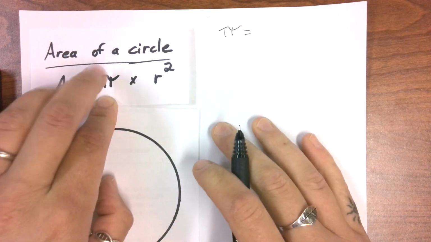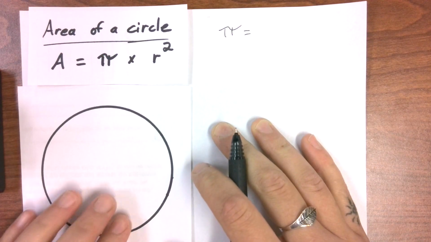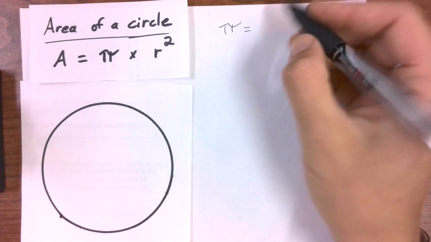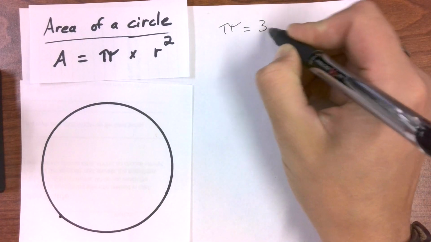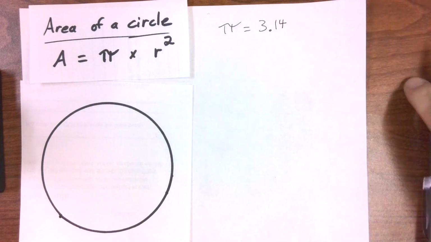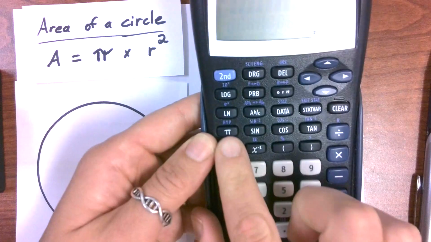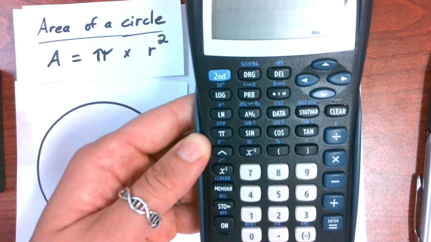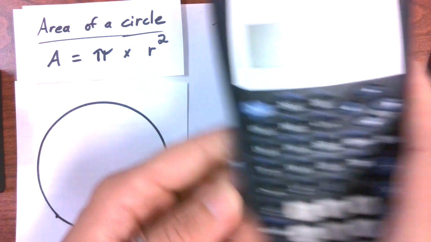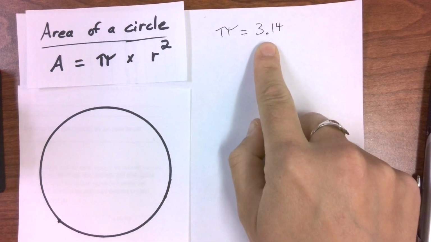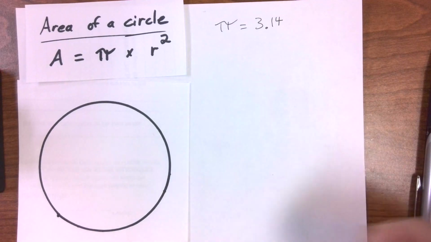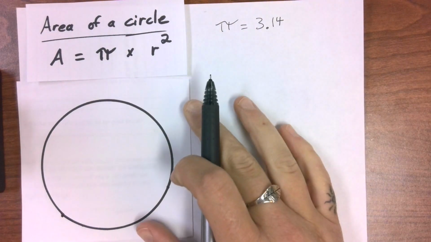Pi is a big, long number. For my class, though, and for many of your classes, we're going to say pi is about equal to 3.14. So some of you will have a pi button on your calculator like this one has, but if you don't have that pi button, that's okay. You can just sub in the number 3.14, and that'll get you close enough to what we need.